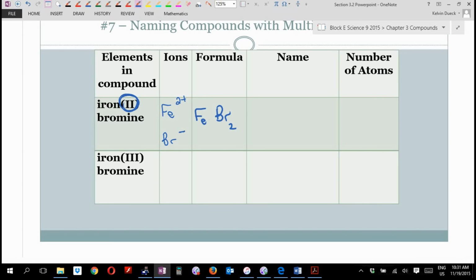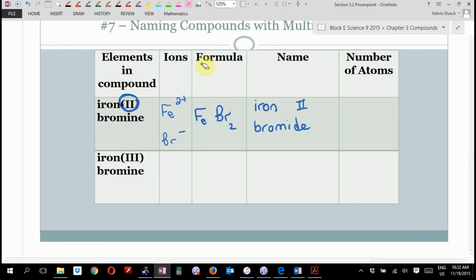How would I pronounce this? I would call this iron 3 bromide. That's how I would read that. Sorry, iron 2 bromide. And you know what I would actually do? I would write a Roman numeral like that. I would write iron 2 bromide, and I would just say the 2.